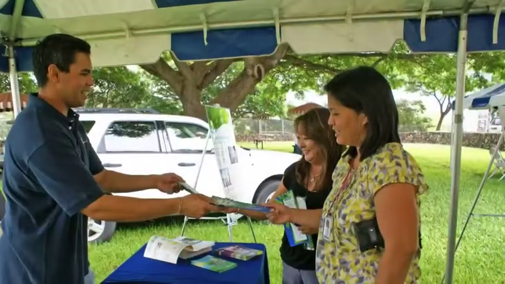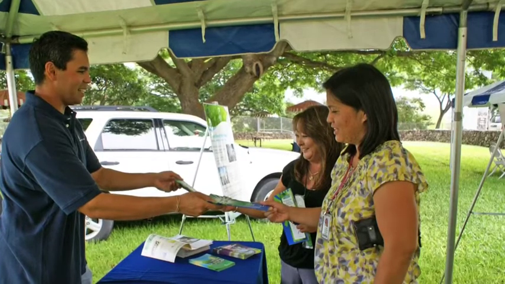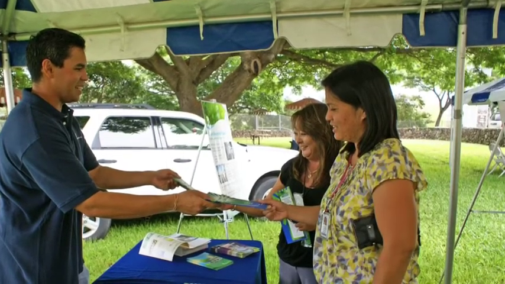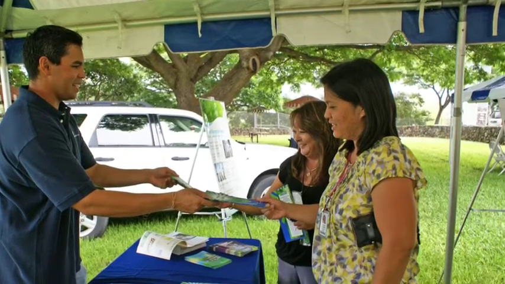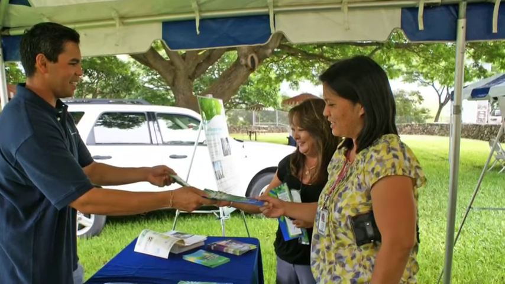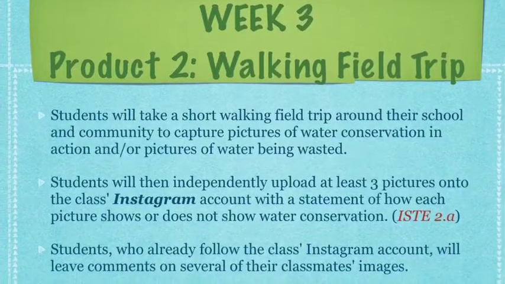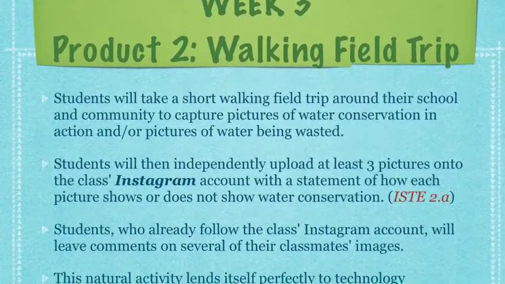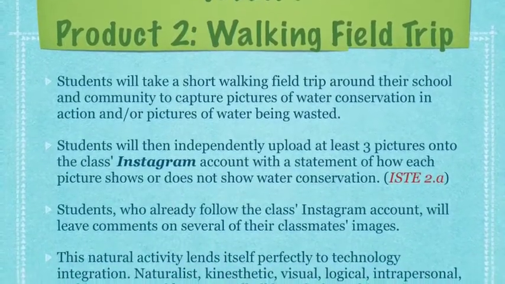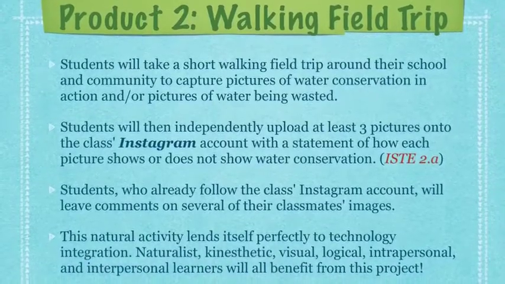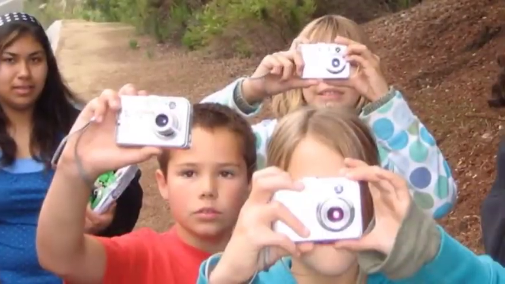Students will use Photoshop Touch on the iPad to create flyers and brochures featuring facts about the water cycle and the world water crisis. Other projects made throughout the unit will also be put on display at the information booth. Students will culminate by going on a walking field trip in search of water conservation at work, or lack thereof. Students capture images to then be posted onto Instagram.